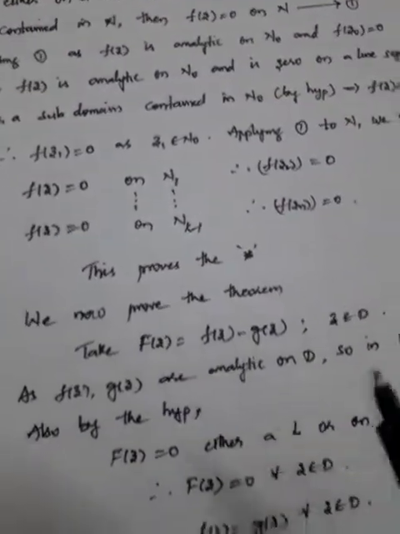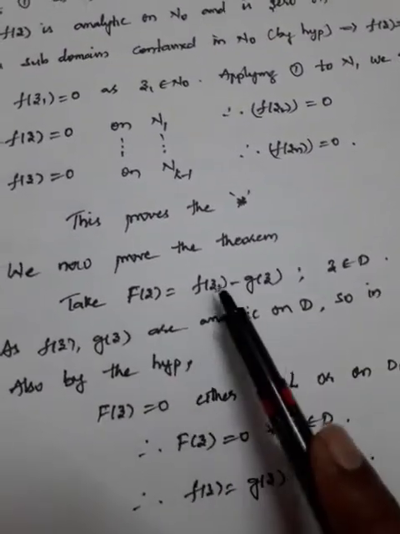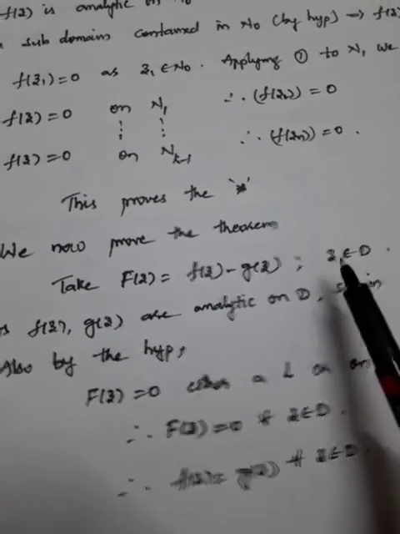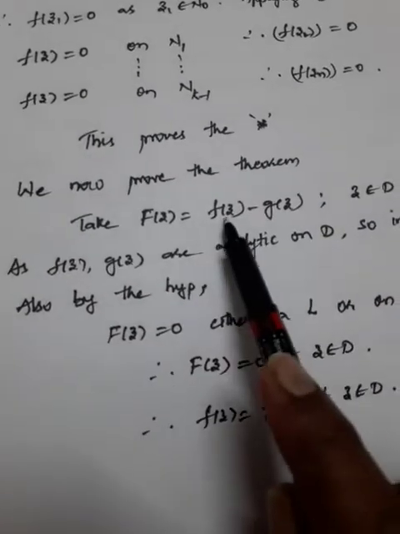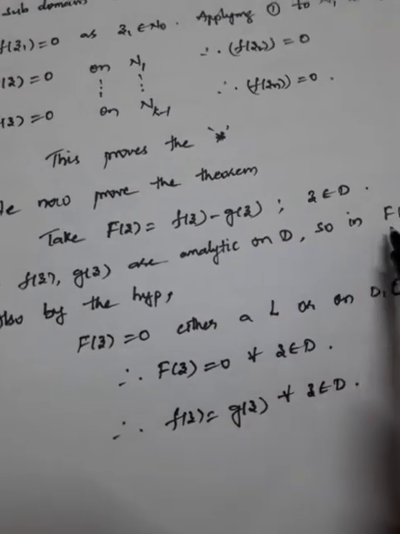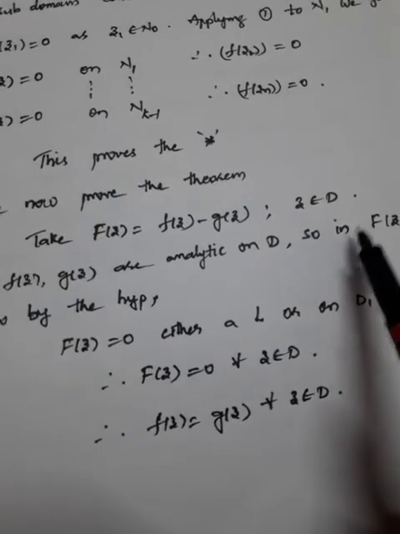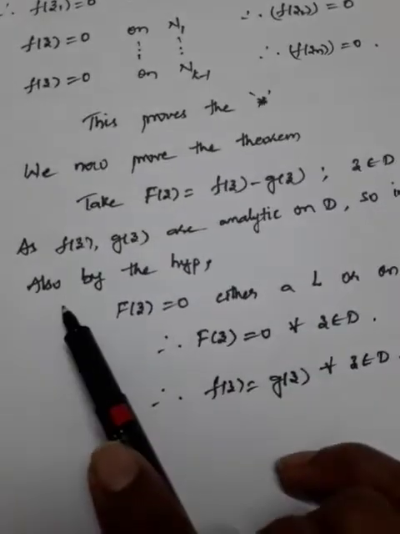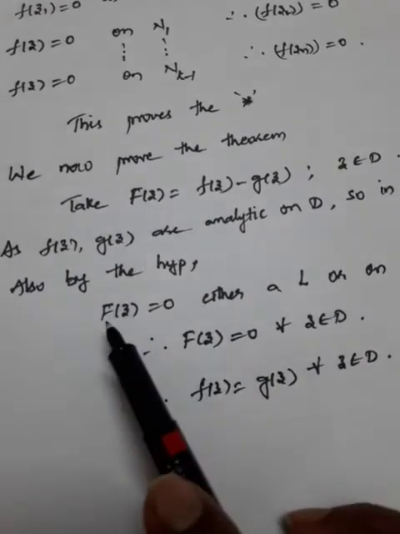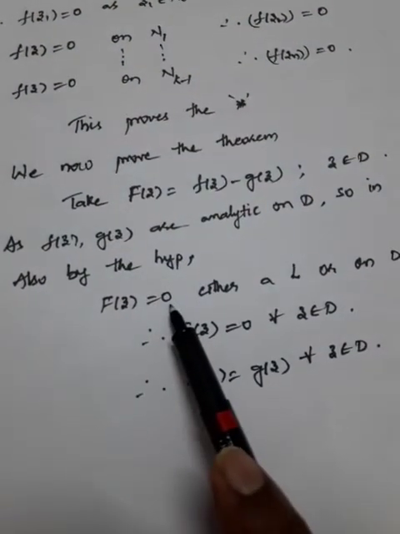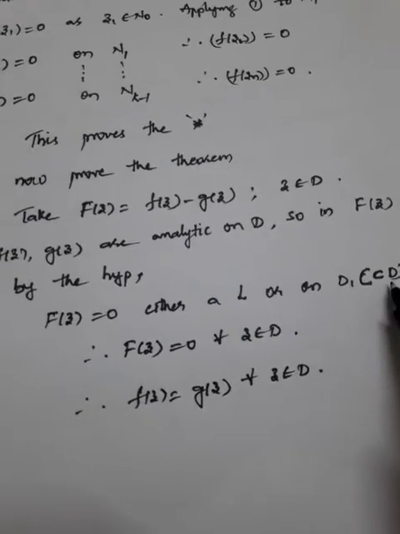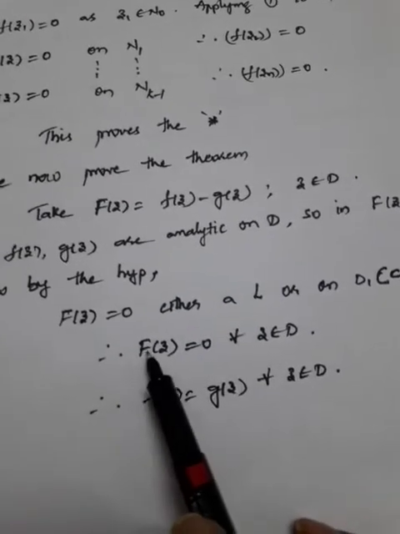For uniqueness, we take capital F of z, which is the difference f of z minus g of z, where z belongs to D. Since f of z and g of z are analytic in D by hypothesis, capital F of z is also analytic. According to the previous result, F of z equals 0, either on L or on D, which is a subset of D1, which is a subset of D.